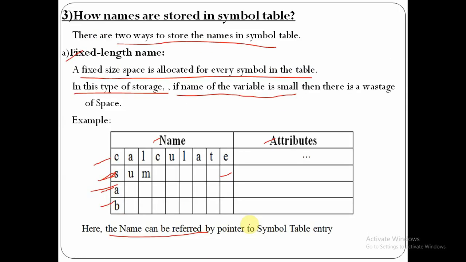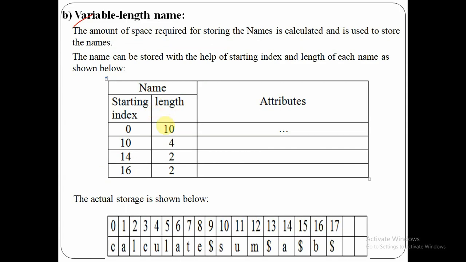Next, variable length names. The amount of storage required for storing the name is calculated and is used to store the names. So in this method, the memory space required to store a name is not fixed, it depends on the identifier name length. So the name can be stored within the table using the starting index and length of each name as shown below.